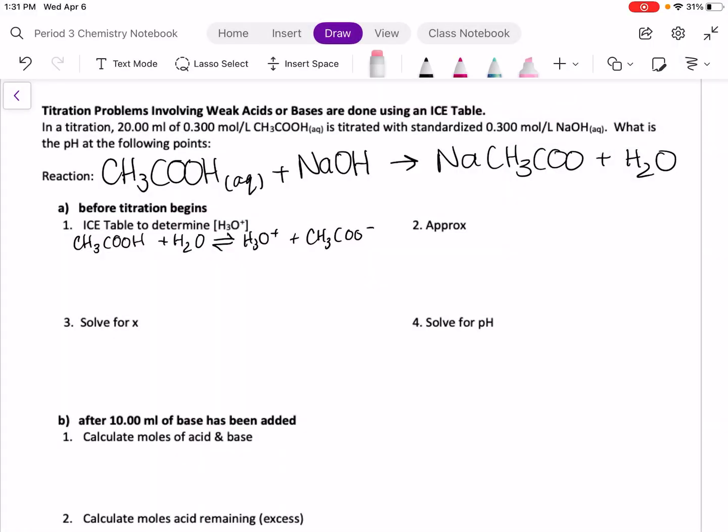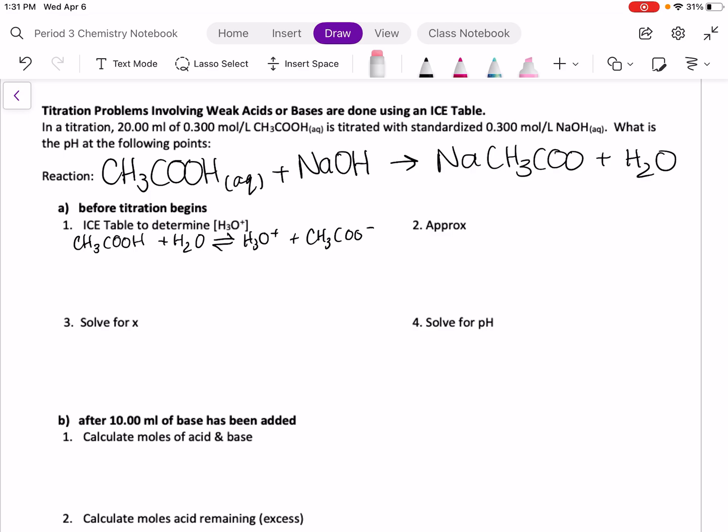In this example, we're going to look at titration of a weak acid with a strong base. So we have a volume and concentration of our weak acid, acetic acid, and our concentration of our strong base. We're going to calculate the pH at the following points. The first one being before the titration begins.